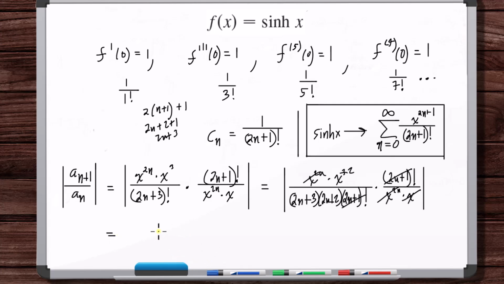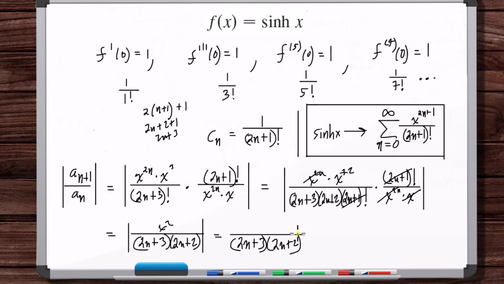So we've got 2n plus 3. Okay, so we can take out, this is always positive, we can take this out of the absolute value. There's the absolute value of a sub n plus 1 over a sub n. We take the limit as n goes to infinity of this. This term goes to 0, so for all x, this is equal to 0, which is always less than 1. So the radius of convergence is equal to infinity.